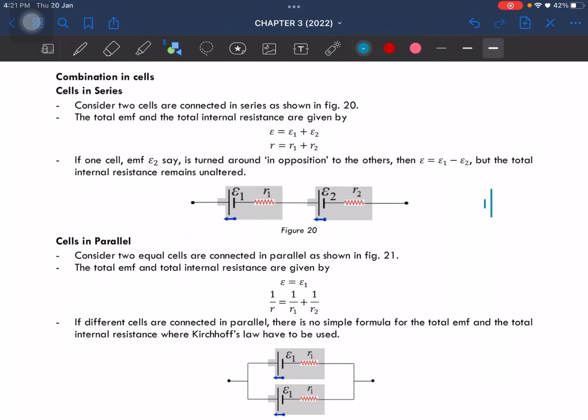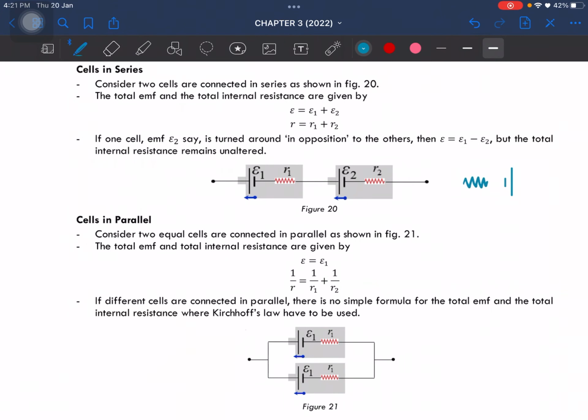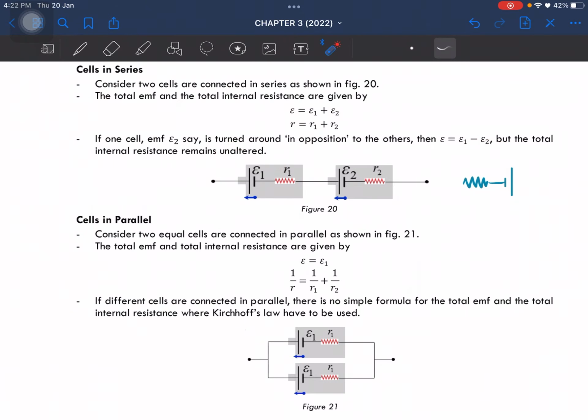It changes to this direction. It will become this value here, because now they are in opposite. Consider this one with this one. So instead of adding, the EMF will be EMF 1 minus EMF 2. But the internal resistance remains unaltered.